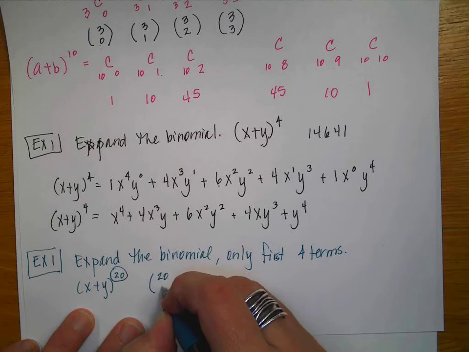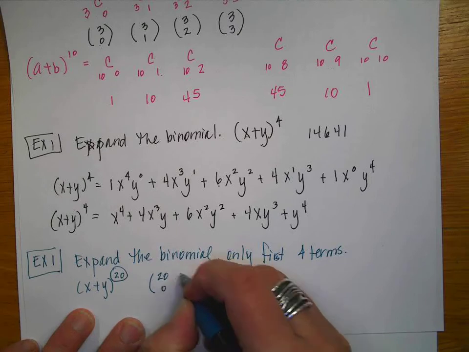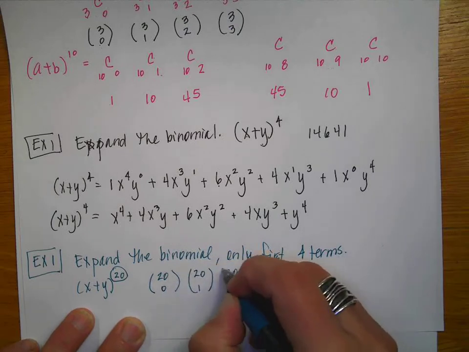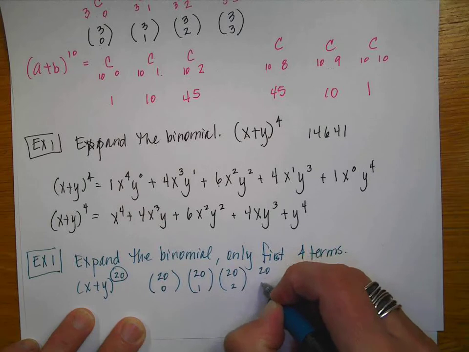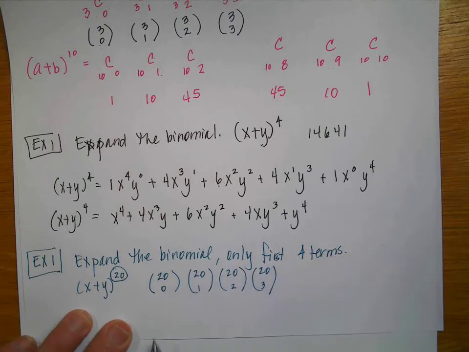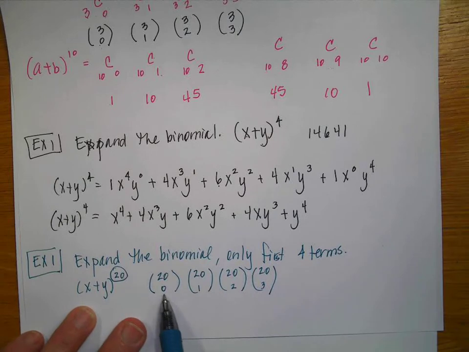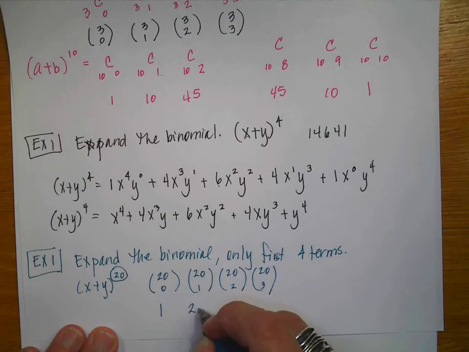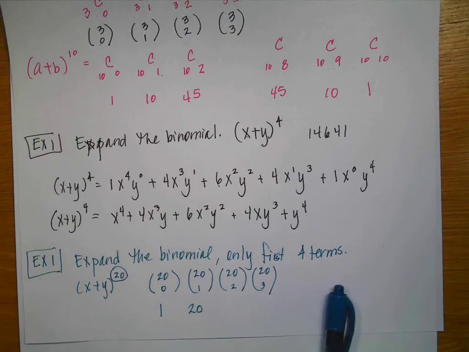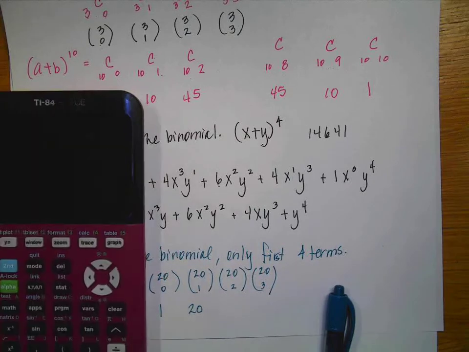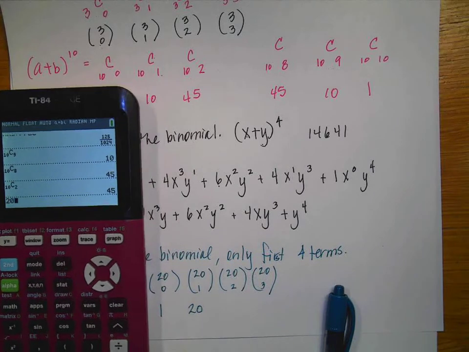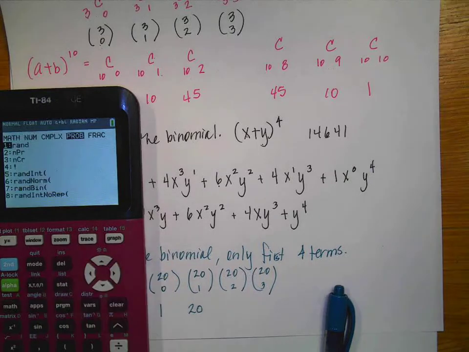So my coefficients, the first one would be 20, choose 0, and then I would have 20, choose 1, and then I would have 20, choose 2, and I would have 20, choose 3. Remember that every row in Pascal's triangle starts with a 1, so I can just put that in there. And then the next term is always the power. And I'll show you this math just to verify.